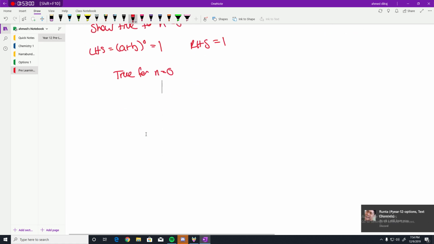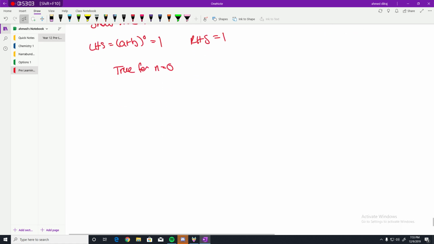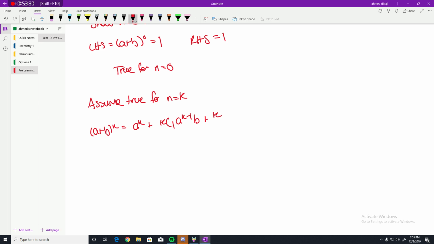All right. Now over here, Raja, what's the second step to induction? Assume true for n equals k. So we have to assume true for n is equal to k, right? So over here we get (a plus b) to the k is equal to a to the k plus k choose 1, a to the k minus 1 b plus k choose 2, a to the k minus 2 b squared plus, up to k choose k, b to the k, right? So that's what we're going to do.